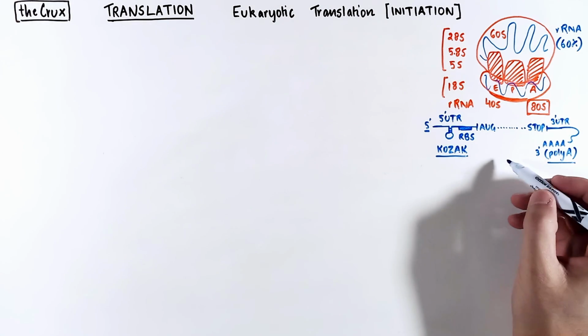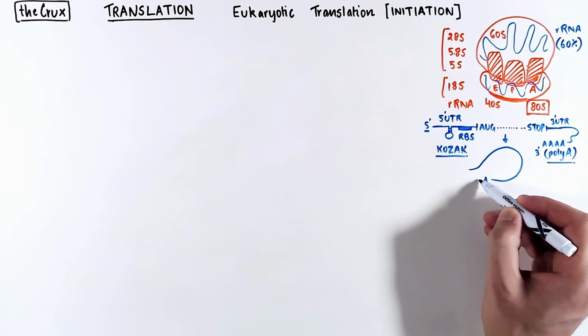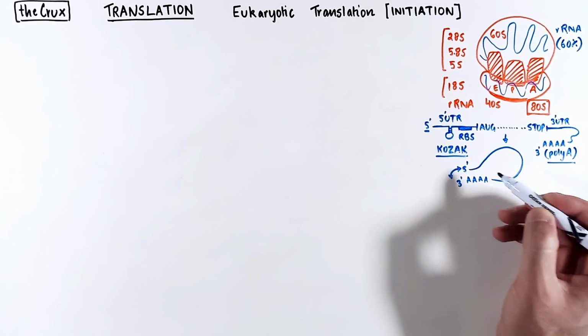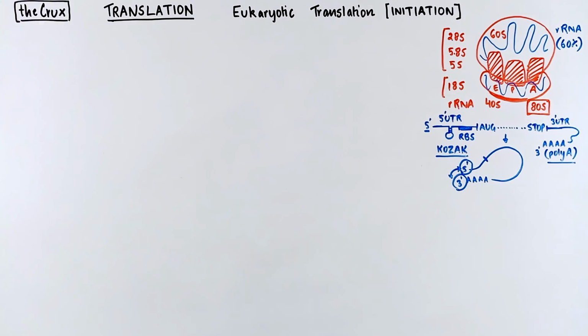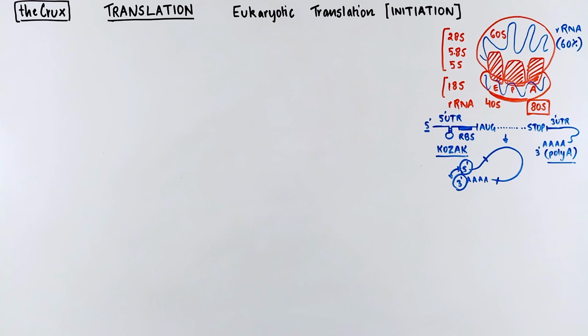Now, these modifications at the 3' and the 5' end recruit some specific factors, or proteins, that cause the mRNA to take a loop structure, such that the 5' and the 3' ends come close to each other. We touched on this a little bit when we were discussing transcription in eukaryotes, and we'll see later in this video how these interactions are useful for the process of translation initiation.